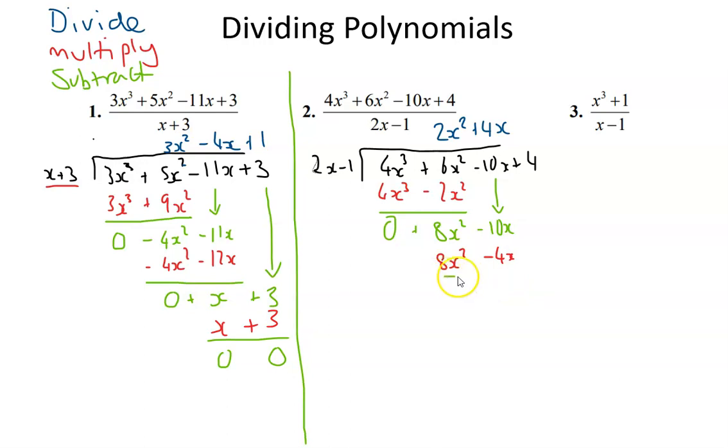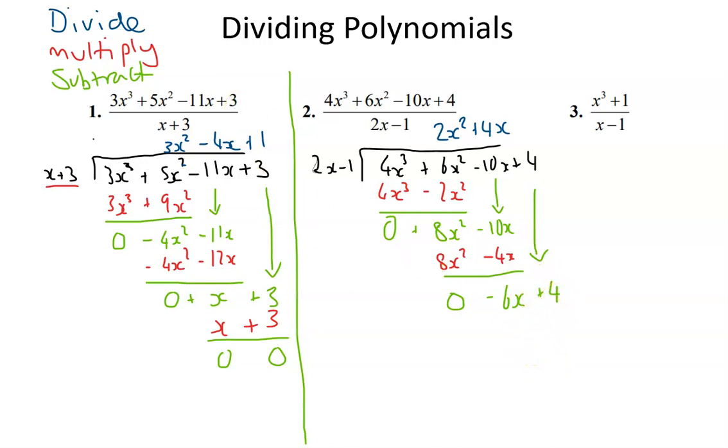And step 3 is we're going to subtract these two things. 8 and 8, x squared is 0. Minus 10 minus minus 4 is going to give us minus 6x. And we're going to bring down the plus 4 as well.